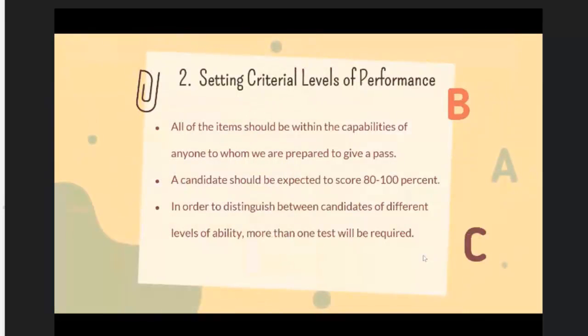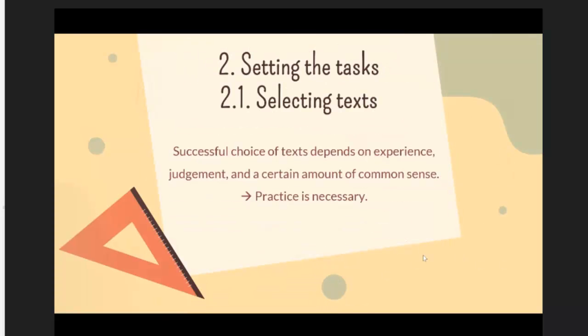So for the criteria levels of performance, it is expected that all the items should be within the capabilities of anyone who is going to take the test. And a candidate should be expected to score about 80 to 100% to pass the test. This is just the criteria levels in order to distinguish between the levels of candidates. More than one test will be required. Okay. The question: how can we ensure this?